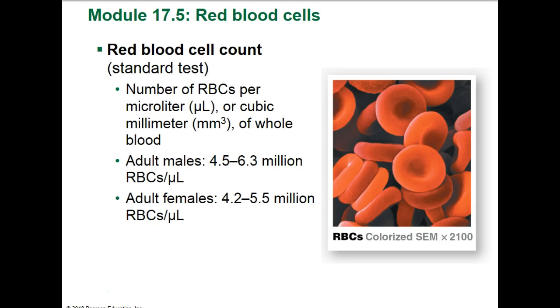And the average adult male has 4.5 to 6.3 million red blood cells per microliter. And a microliter is a little bitty amount. We actually have micropipettes in the lab that dispense these amounts. And a microliter, you can barely see the drop that comes out. You can see it, but just barely. So 4.5 to 6.3 million per microliter for adult males. For females, 4.2 to 5.5 million.